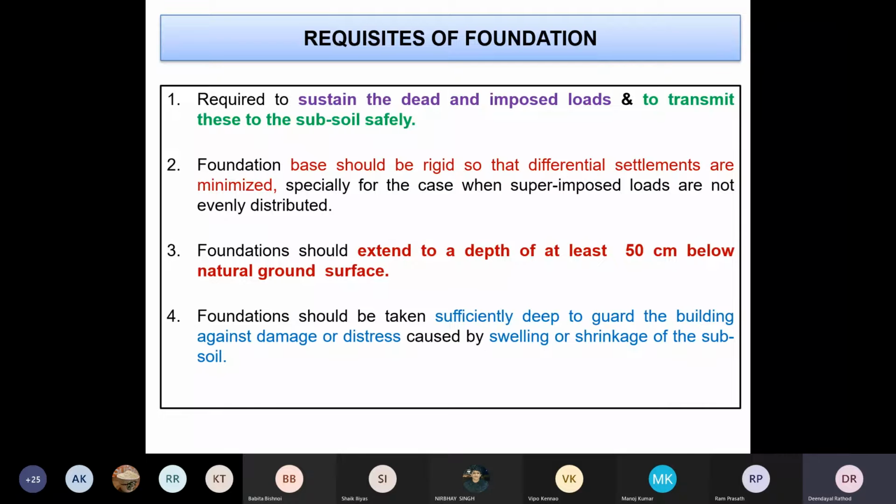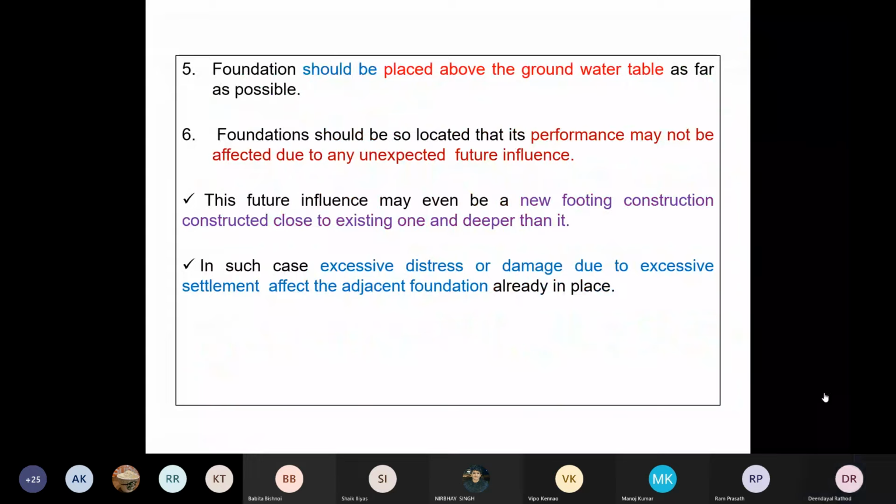Okay, so minimum foundation depth should be at least 50 centimeters. That means half a meter below the ground surface. Otherwise, we cannot keep foundation on the surface, right? So minimum we should provide half a meter. Then only it will give some lateral stability. But if you provide much deeper, that would always be better. That's why pile foundations are always better.